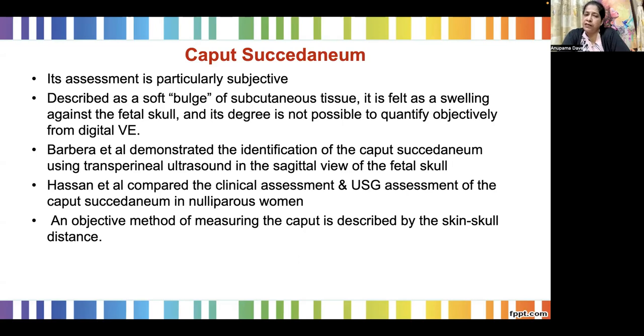It is described as a soft bulge of subcutaneous tissue which is felt as a swelling against the fetal skull, and its degree is not possible to quantify objectively from digital vaginal examination. Barbera et al. demonstrated the identification of Caput Succedaneum using a transperineal ultrasound in sagittal view of fetal skull. Hassan et al. compared the clinical assessment and ultrasound assessment of Caput in nulliparous women.